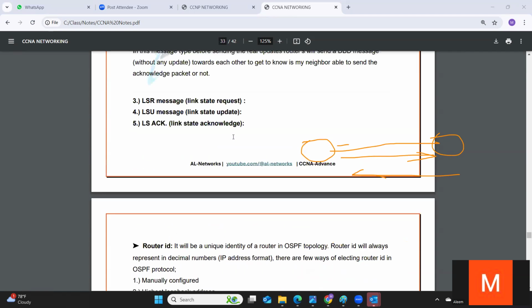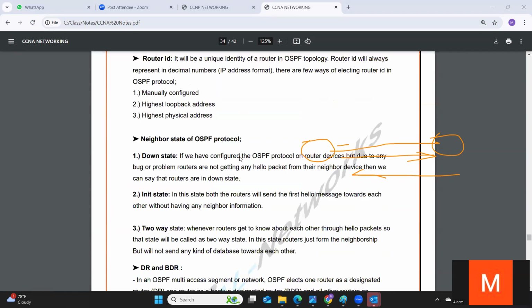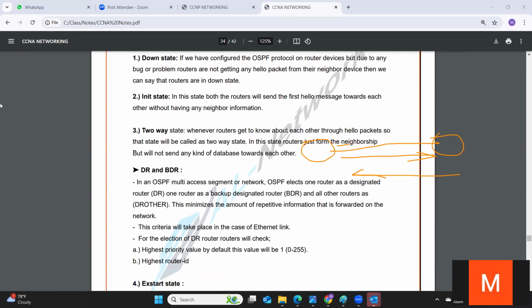Here we have some neighbor parameters. If the entire thing matches, then they will establish a neighborship between R1 and R2. That is the two-way state. The DR and BDR election is also done. And what is DR and what is BDR? DR stands for designated router and BDR stands for backup designated router.